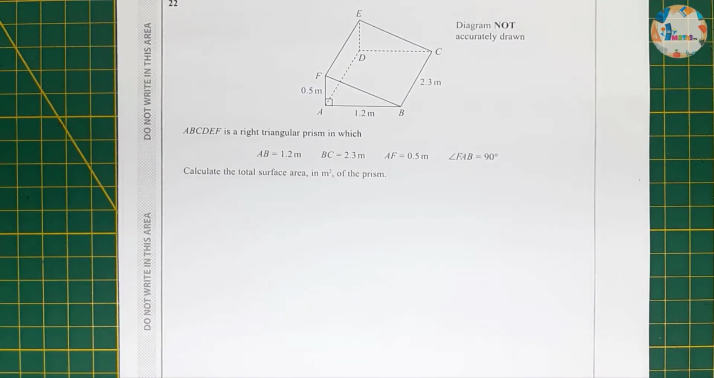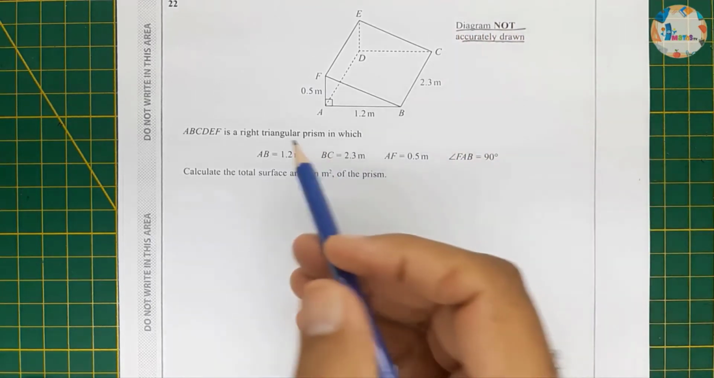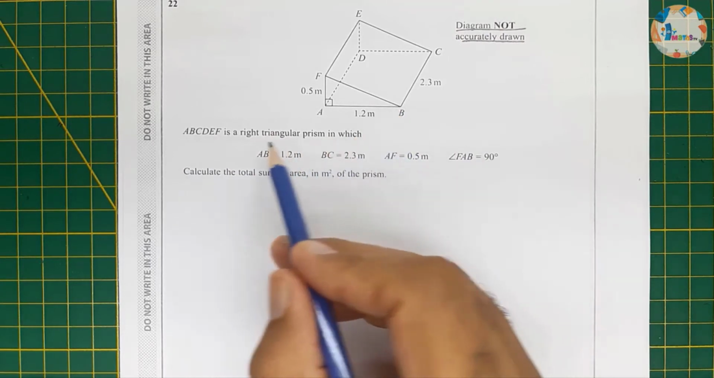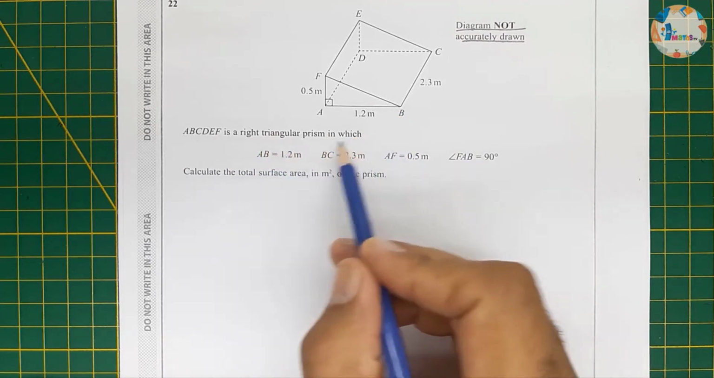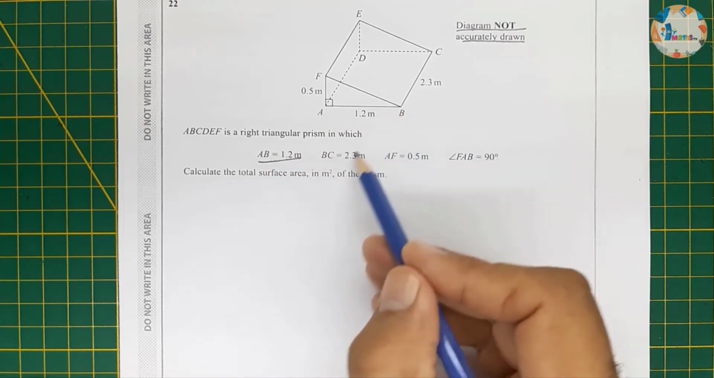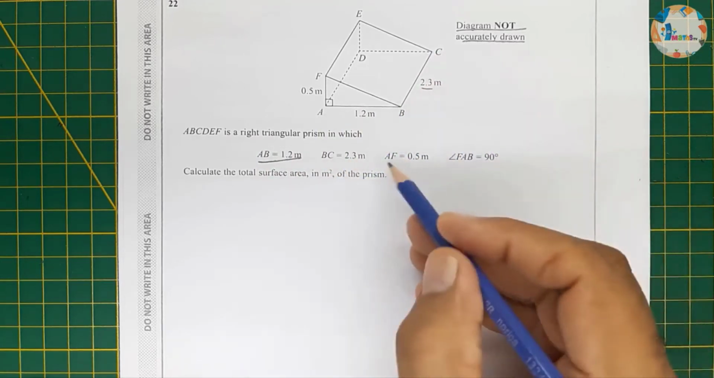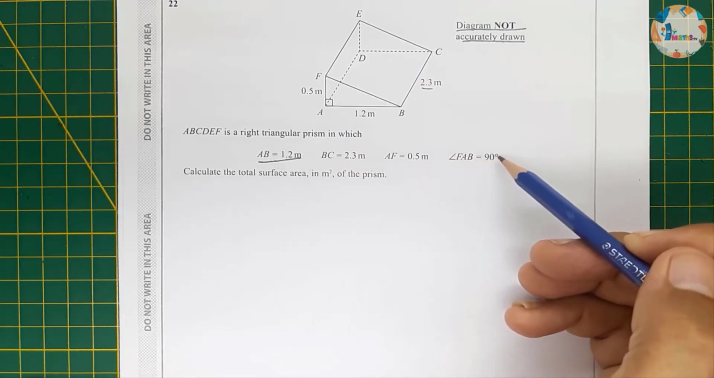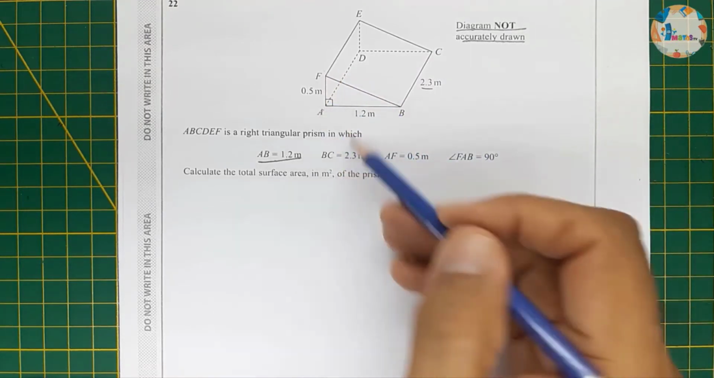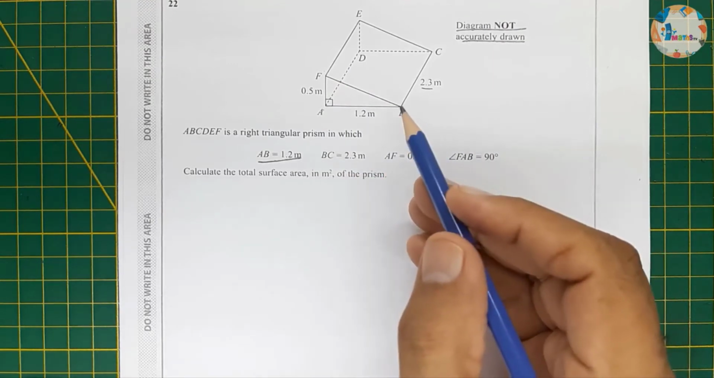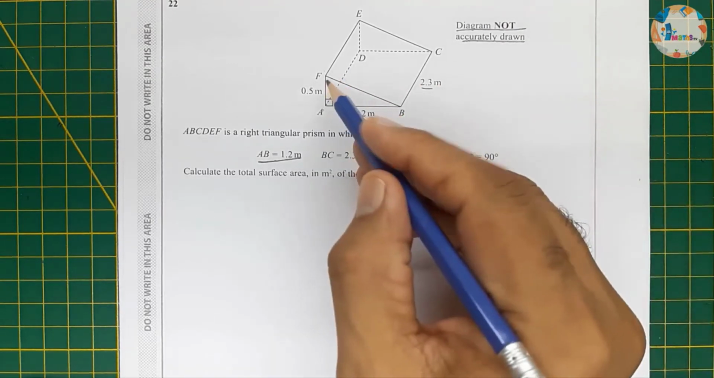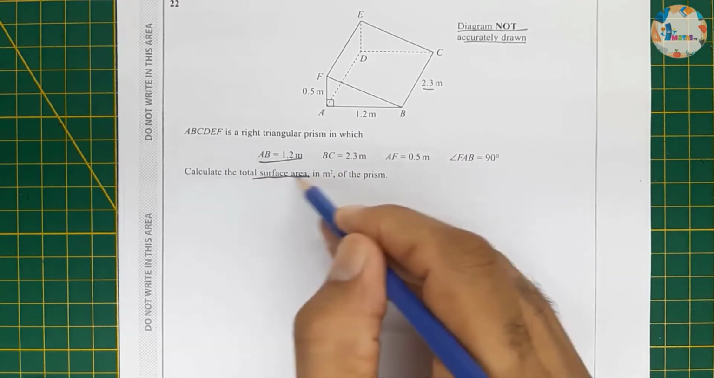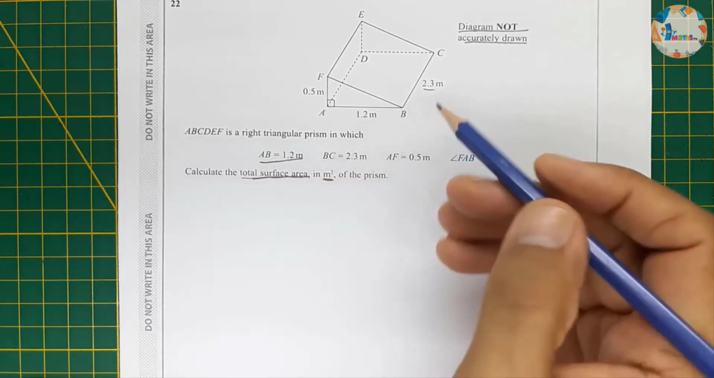Then next, question number 22. Diagram is provided which is not accurately drawn. ABCDEF is a right triangular prism. AB is 1.2, BC is 2.3, AF is also provided 0.5, and angle FAB is 90 degrees. Calculate the total surface area in meter square. So we need to calculate the total surface area and the answer should be in meter square.